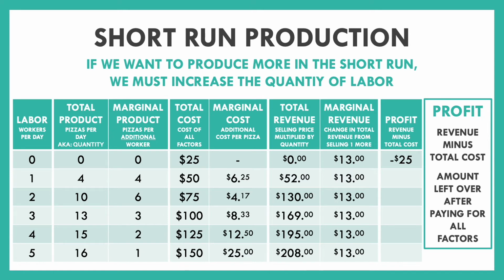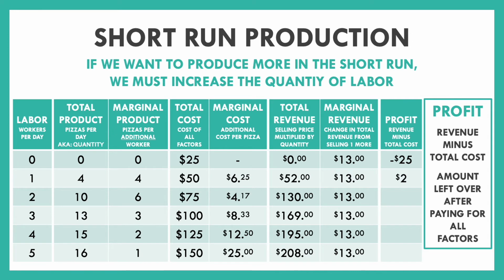Now, how about whenever we hire 1 worker, right? So we made 4 pizzas, we made $52, but we had $50 in costs, right? $25 for rent, $25 for our worker. So we made $52, but then we had to pay 50 of it to pay the bills. That means our profit, the money that we had left over that we got to go home with, was only $2.